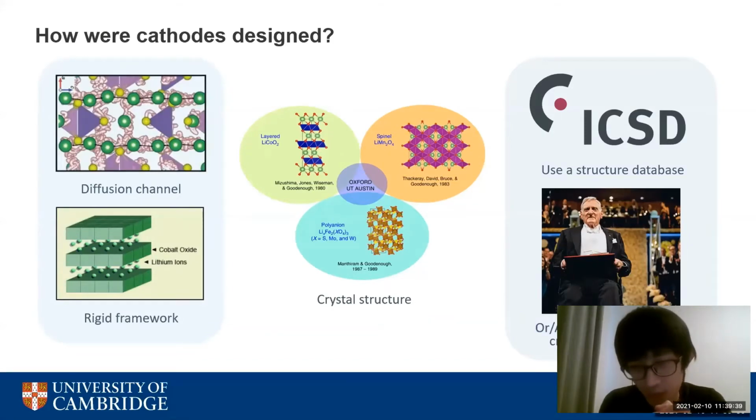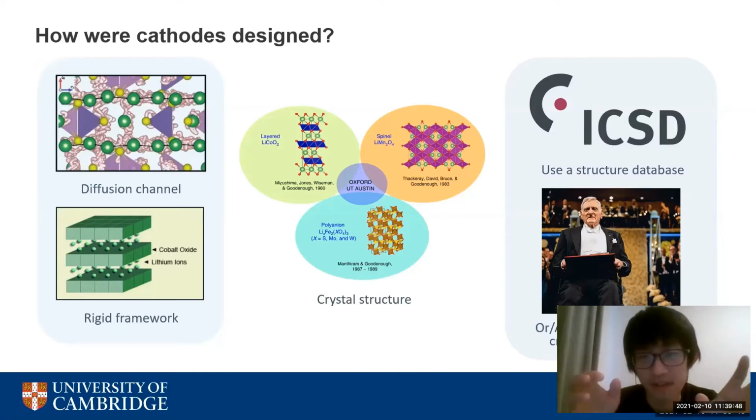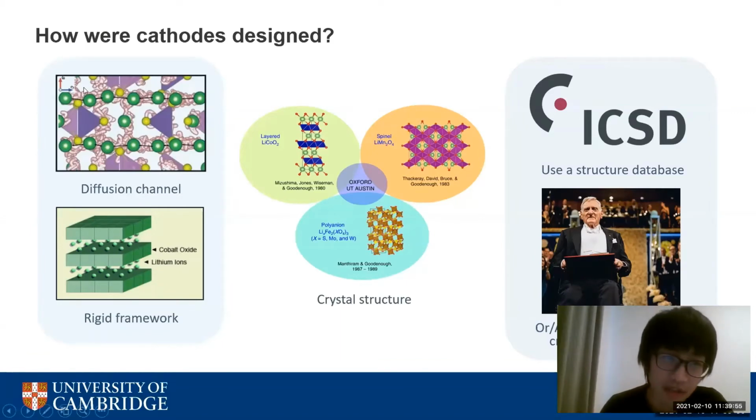To do that, we really need to look at the crystal structures. For each composition, we have one or more polymorphs that are stable or metastable. When we look at these structures, we can look at the diffusion channels, how wide they are, whether lithium can pass through, and how rigid the framework is, meaning that if we take lithium out, whether the structure will collapse. So basically, by looking at the structures, we can get an idea whether this will work as a cathode.